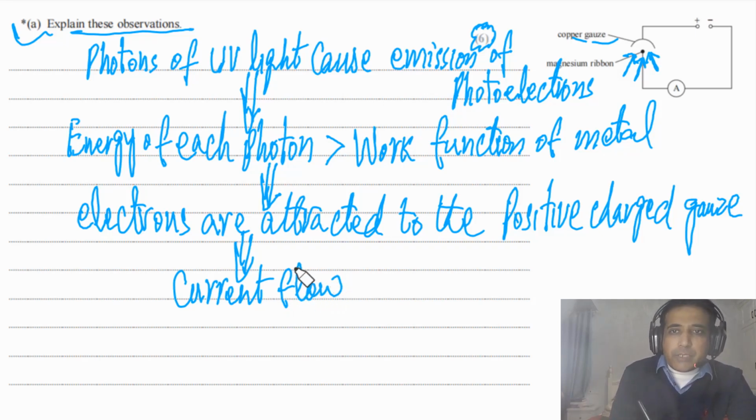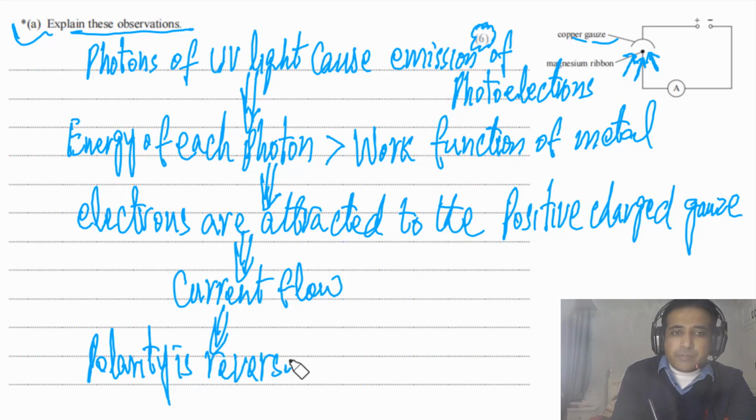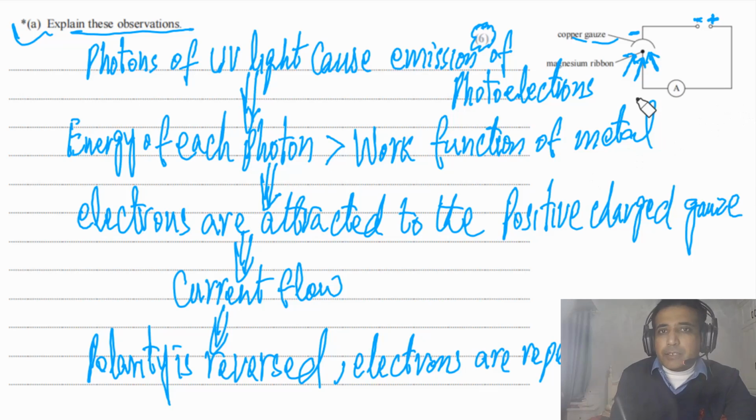And we also need to explain when the polarity is reversed. When polarity is reversed, there is a repulsive force, meaning this side is negative now and this side is positive. So when electrons move this side, they will be repelled. Polarity is reversed, electrons are repelled and cannot reach copper gauze.